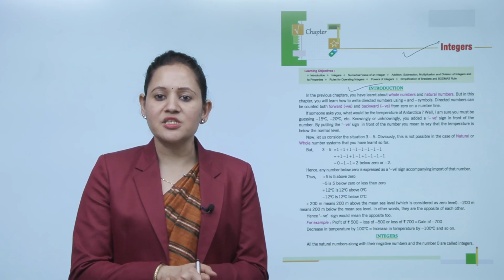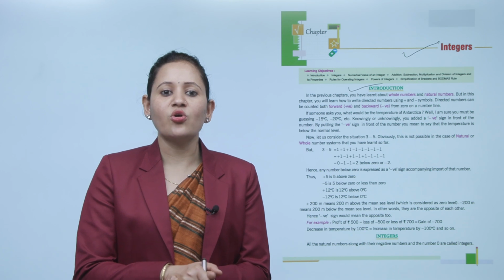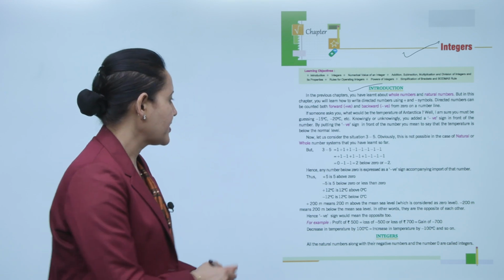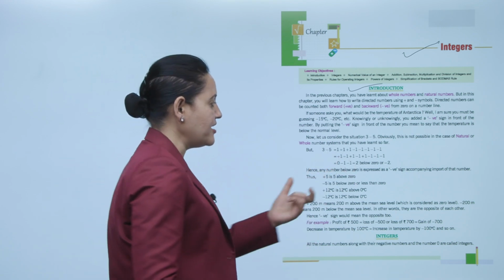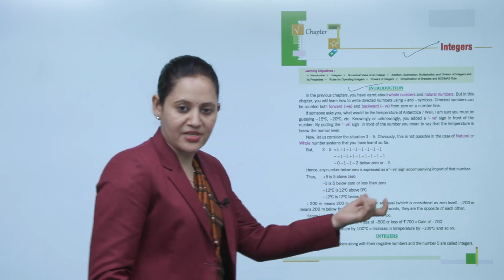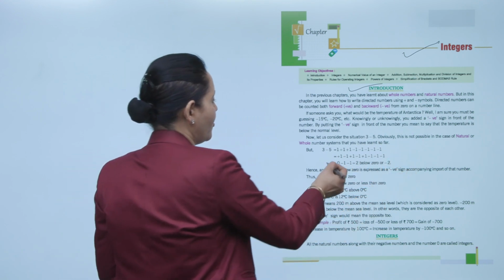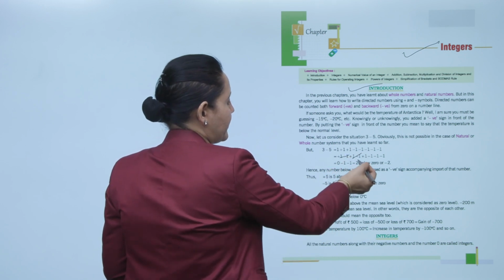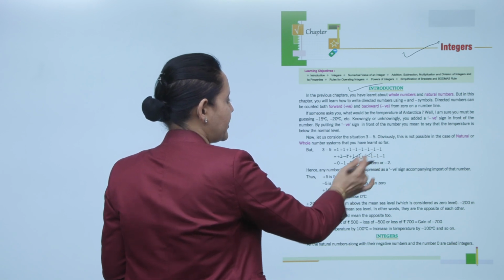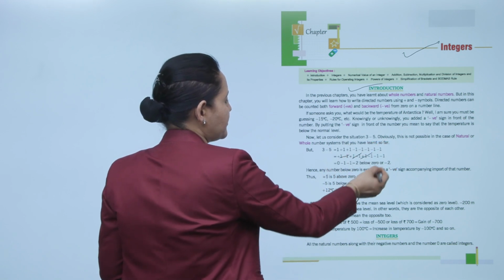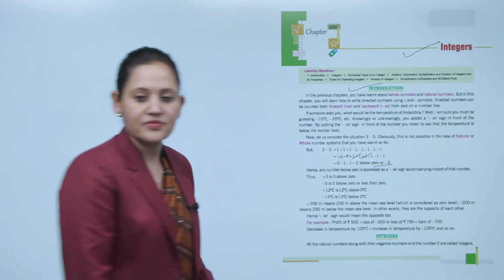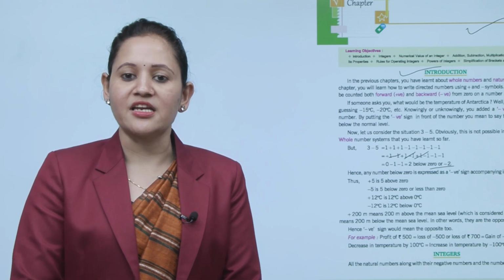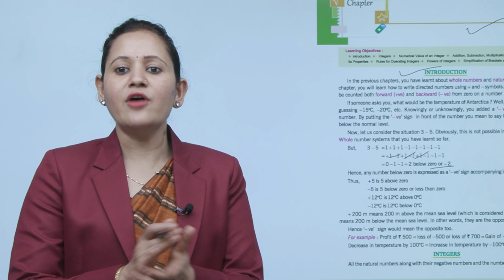Obviously, this is not possible in the case of the natural or the whole number system that you have learned so far. 3 minus 5: 1 plus 1 plus 1, and minus 1 we will do 5 times. Clear? So 1 minus 1 is 0, 1 minus 1 is 0, 1 minus 1 is 0. Now what is left? Minus 1 minus 1. So that is equal to minus 2. Clear? Hence, any number below 0 is expressed with a negative sign accompanying the numeral of that number.